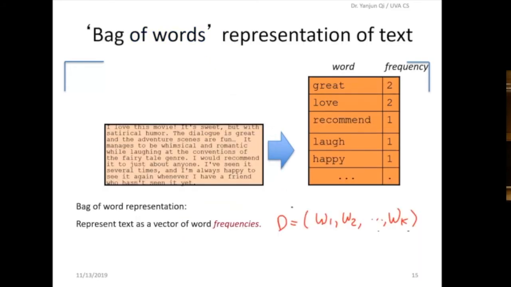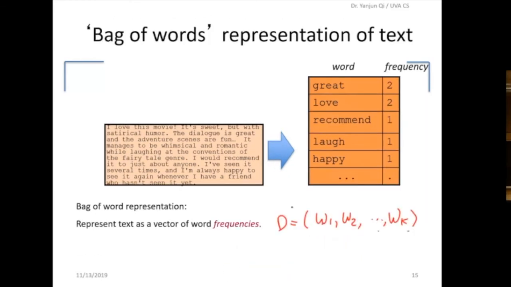Okay, so now you have a dictionary, and then you need to do counting. You need to count how many times each word appeared in a specific document. That specific document is your sample, right? You need to do this frequency counting of each word in the dictionary. So assuming your word dictionary is W1, W2, until WK, then you can represent the text as a vector of word frequencies.